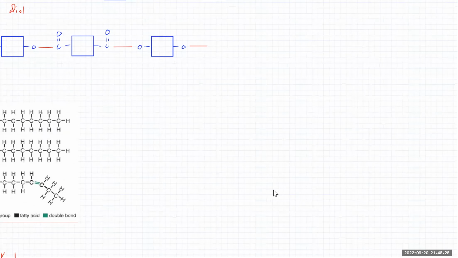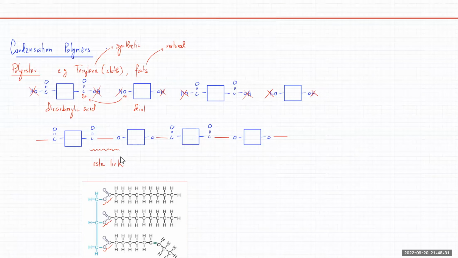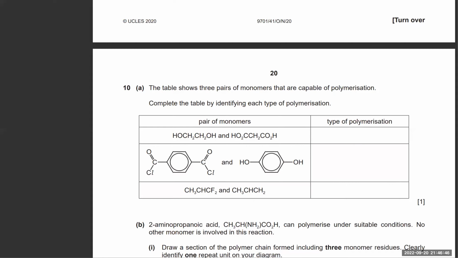So when you have a molecule that's got carboxylic acid on both sides and alcohols on both sides, these are your two monomers. They will end up forming water in the middle, and they'll end up forming ester links, and you'll get a polyester. So this first one, that's carboxylic acid on both sides, alcohol on both sides. So type of polymerization will be condensation. Is that clear? Yes, sir.